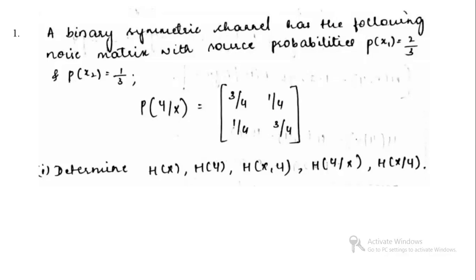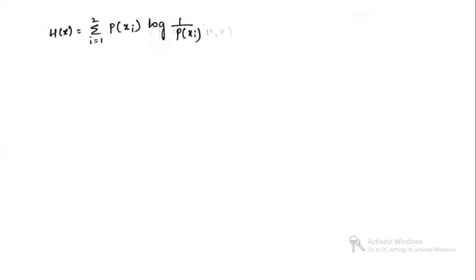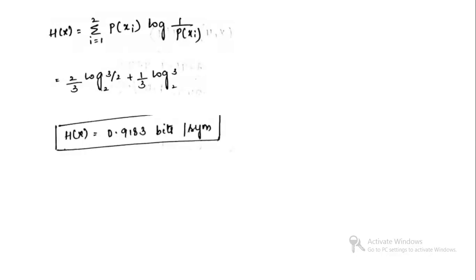In the question, they have clearly told you the input probability values as 2 by 3 and 1 by 3. By using these values, we can calculate the input entropy, that is H of x. How to do that? H of x equal to summation i equal to 1 to 2 p of xi log of 1 by p of xi to the base 2. Substituting those values, that is 2 by 3 and 1 by 3, in the equation, we get H of x as 0.9183 bits per symbol.